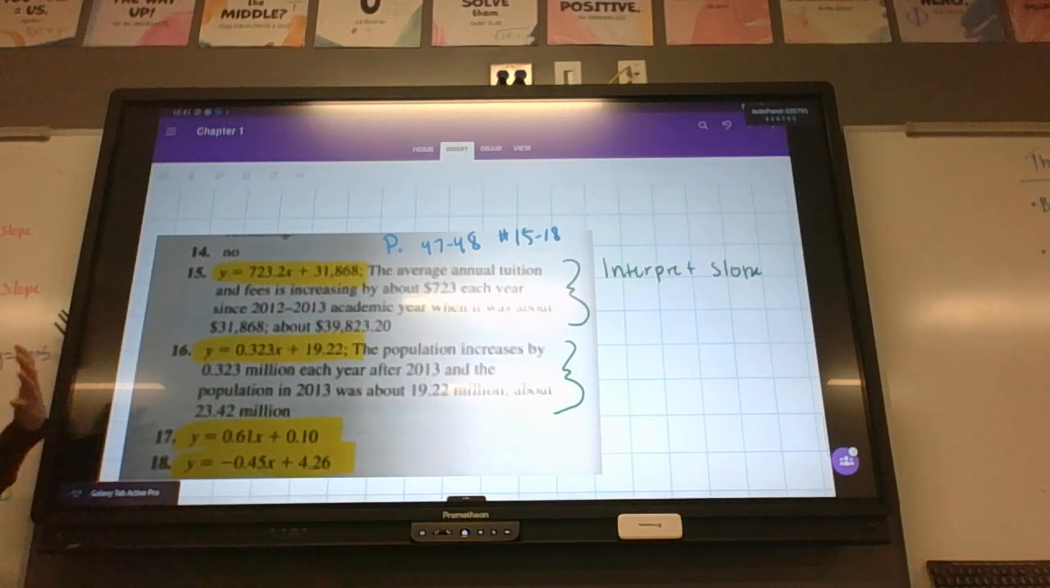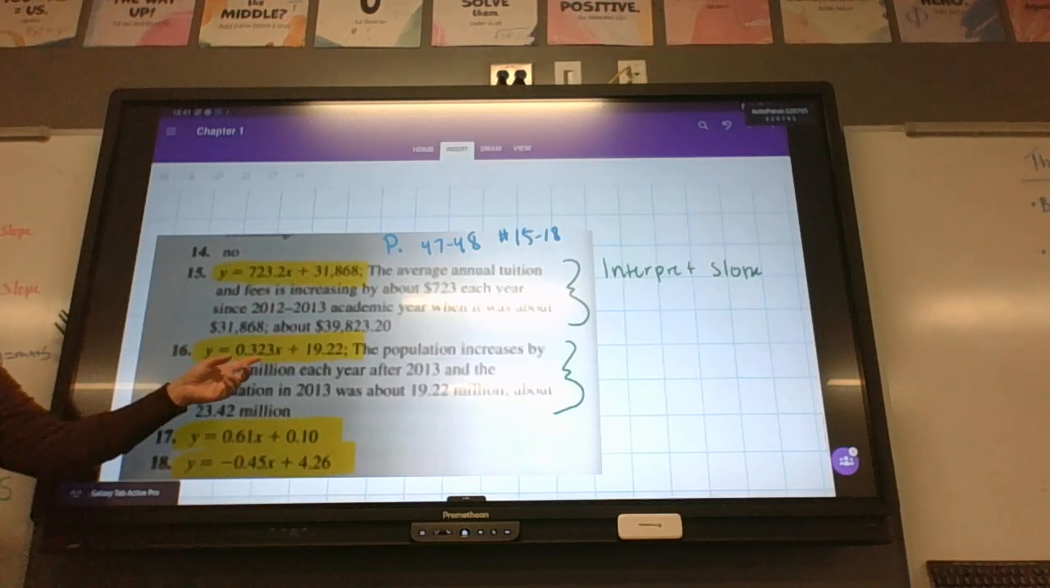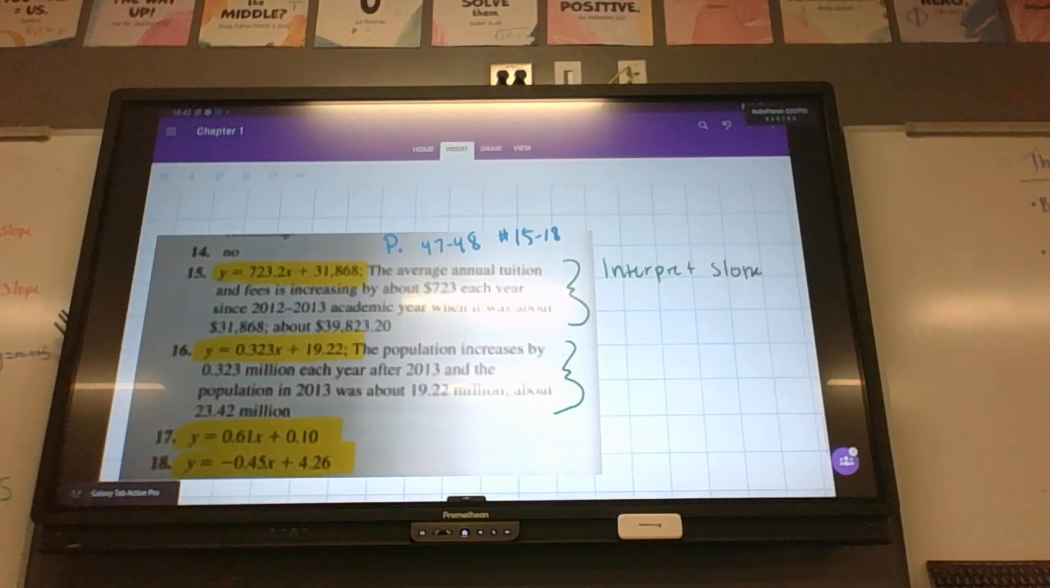I remember yesterday some of you were like, I have a really weird number on 16. It's a decimal, and everybody wanted to toss in the towel. They thought they had it wrong. But no, this is right. It's 0.323, and that's because it's in millions. Says the population is increasing 0.323 million, so not quite 1 whole million, not even half a million, 0.3 million. Still a lot of people. Each year after 2013.